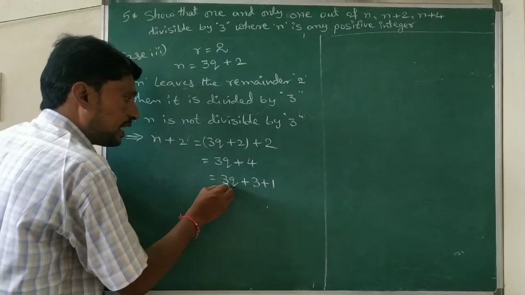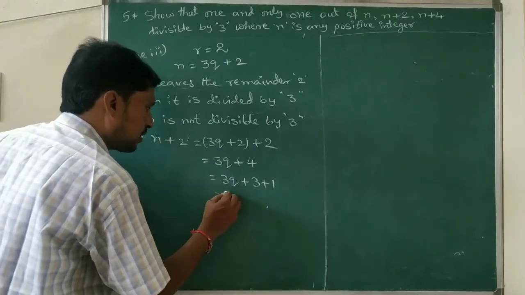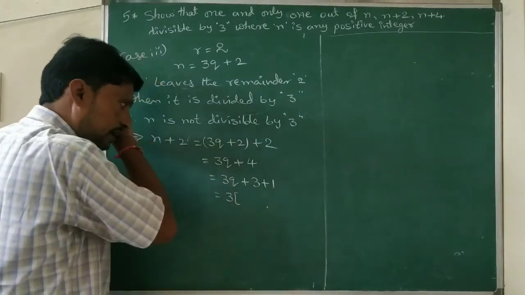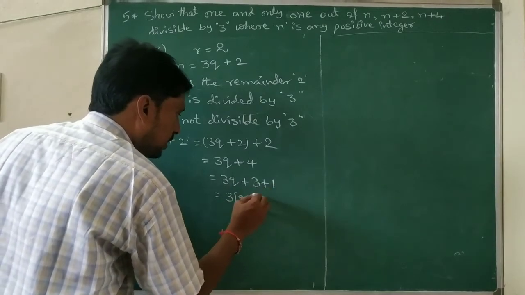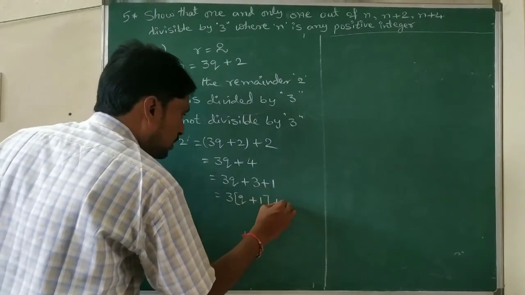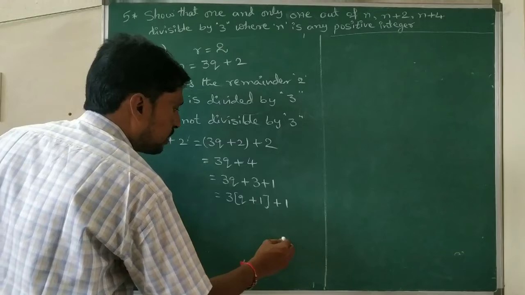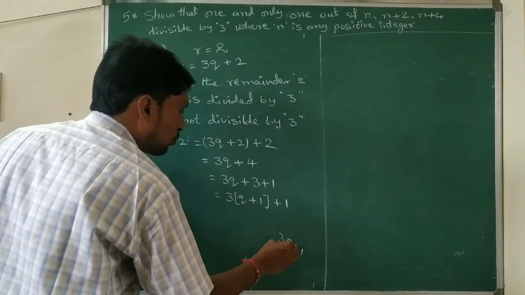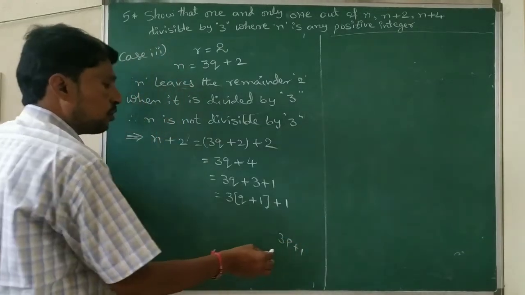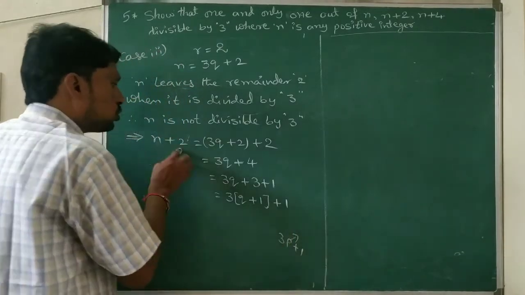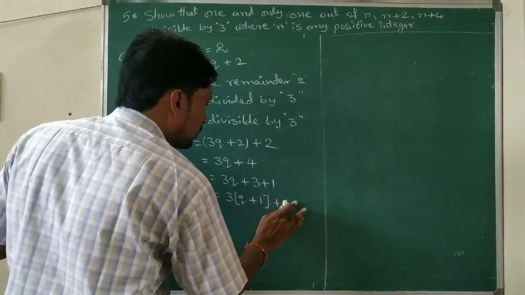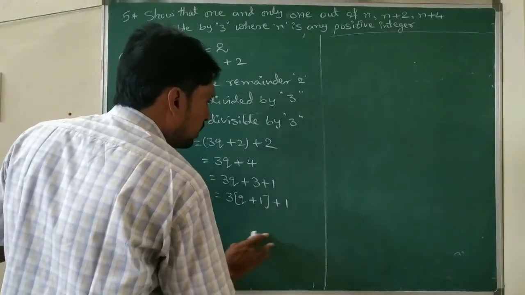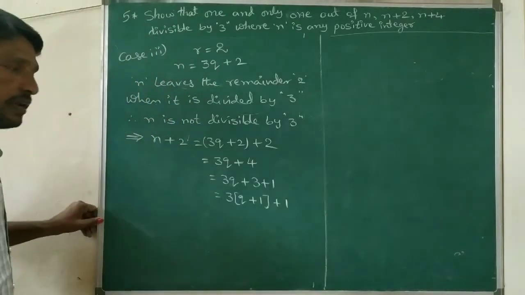So here 3q and 3. In these we can take 3 as common. 3 we are taking common, what remains here? q plus 1, the 3 outside the bracket, and 1 as it is. So it is in the form of 3p plus 1. So 3p plus 1 means n plus 2 leaves the remainder 1, or not? So we are getting the remainder 1. Remainder 1 means it is not divisible by 3.